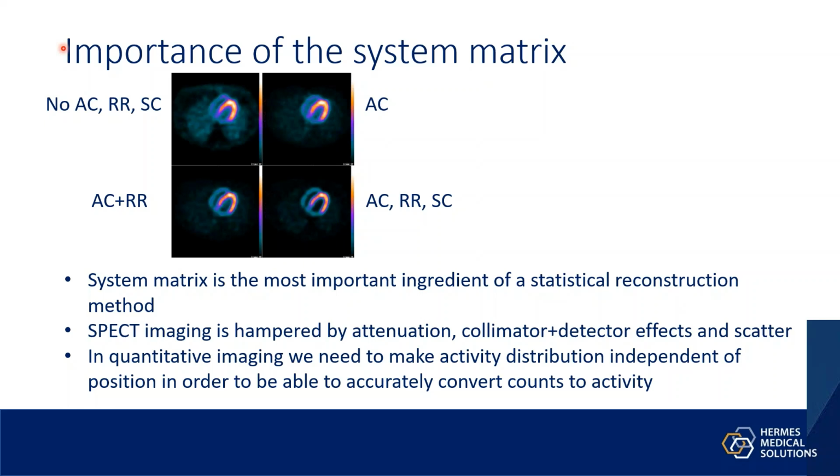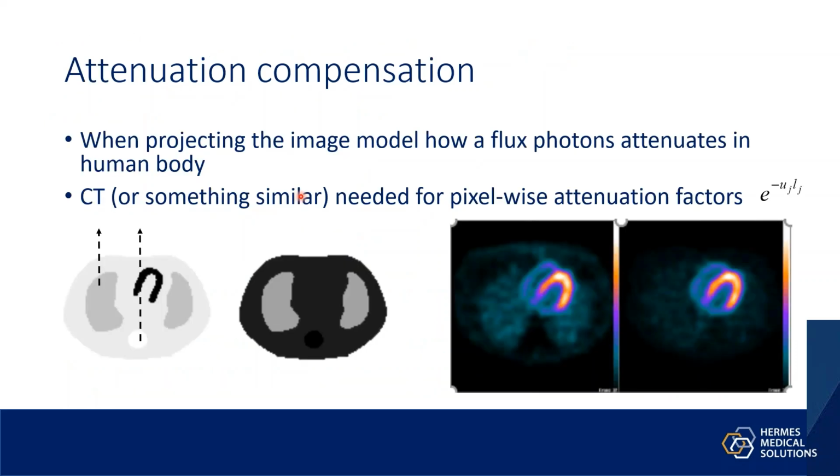And in order to be quantitative, we have to make the activity distribution independent of the voxel position in the image. And for that, we need to compensate for all these effects. I'm talking about compensation, not correction, because we are not really doing any post-reconstruction correction, but we are modeling these attenuation, collimator, and scattering effects in our system matrix.